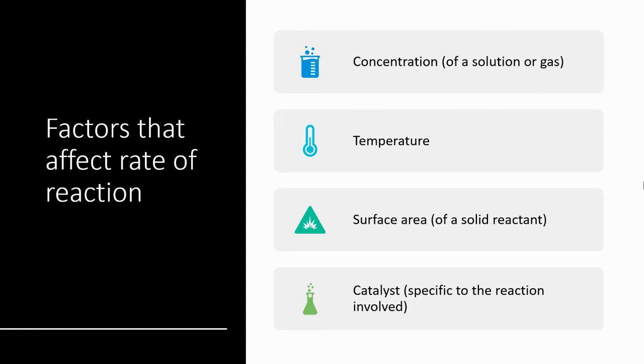So just a reminder of the factors that affect rate of reaction. There are 4 things that will speed up or slow down a chemical reaction, and that is the concentration of the reactants, the temperature of the system, the surface area if there's a solid reactant, and for some reactions there is a specific catalyst that can affect the rate.